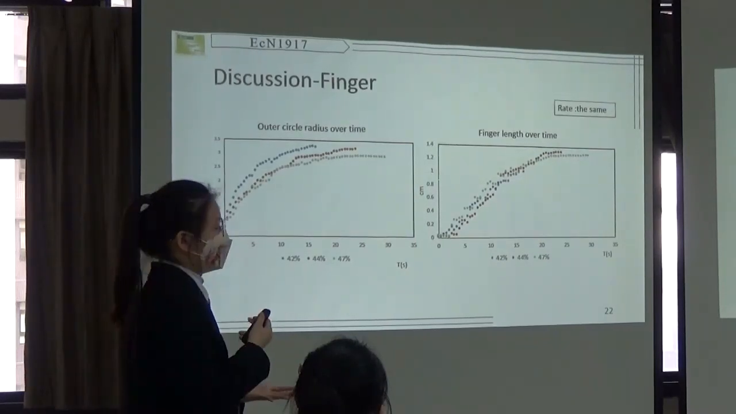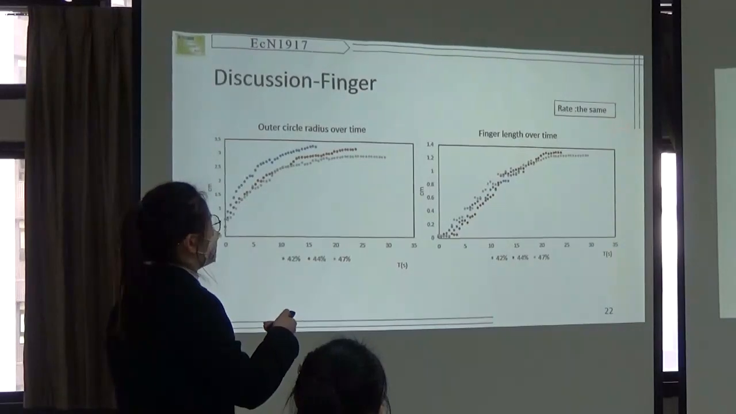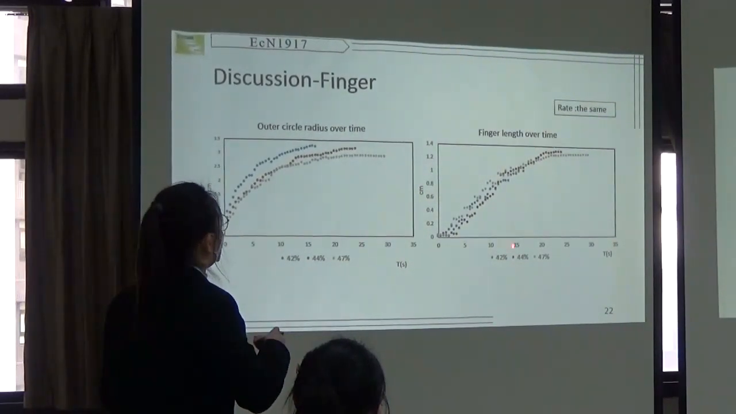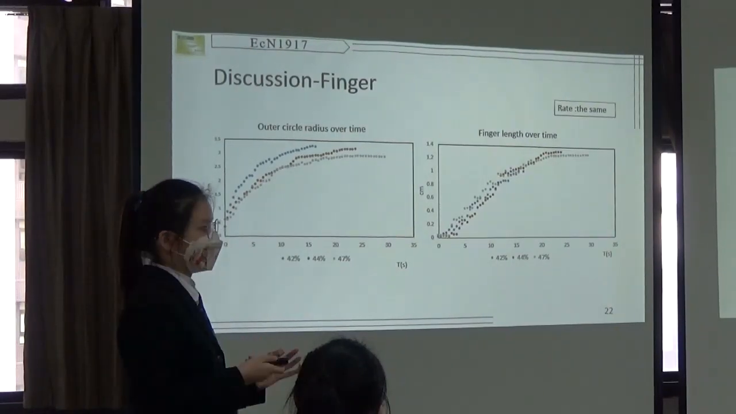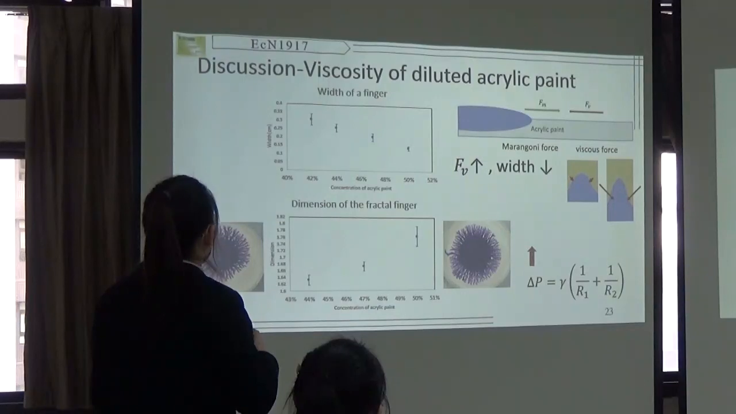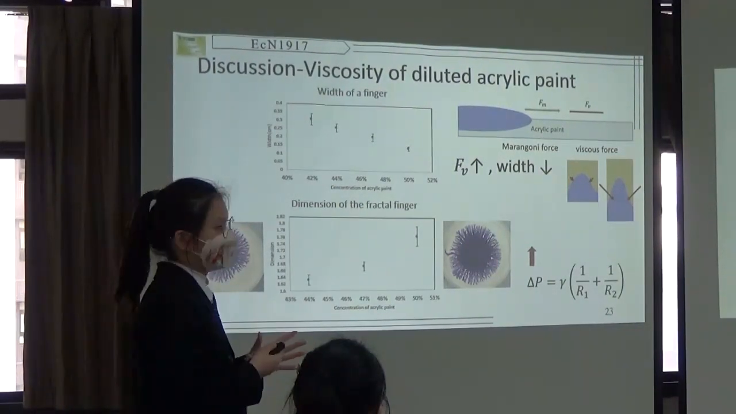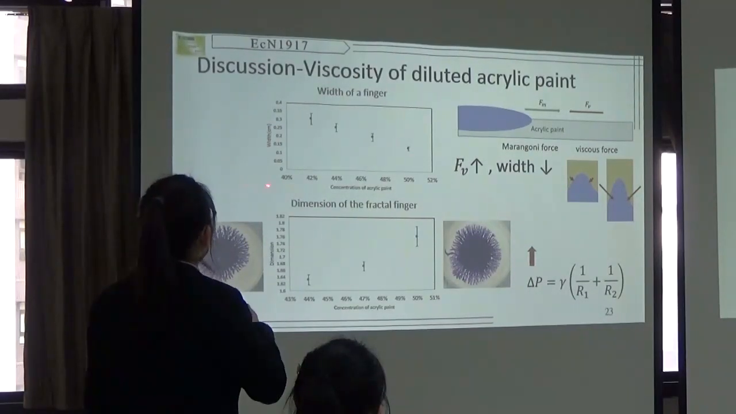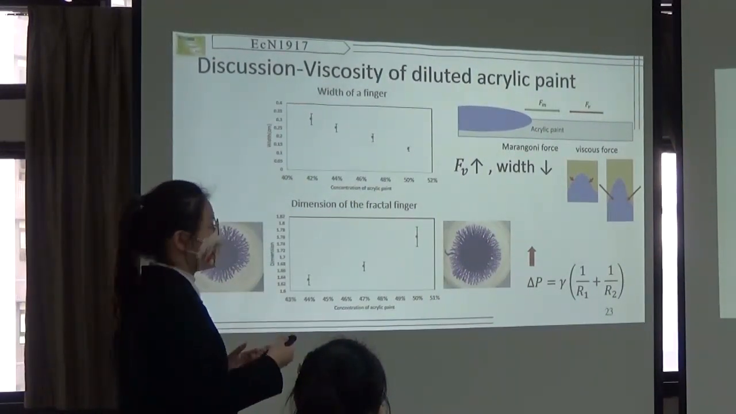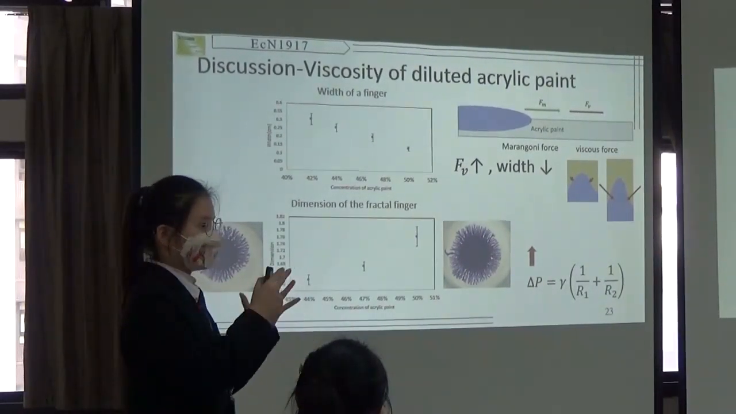Outer circle radius minus inner circle radius will be our finger's length. And we think that the tendency just remains quite the same, but the time will be different. And here is the discussion of viscosity of different concentrations of acrylic paints. So here we can see that as the concentration increases, the weight will decrease, since when there is too much force, it will be thinner.